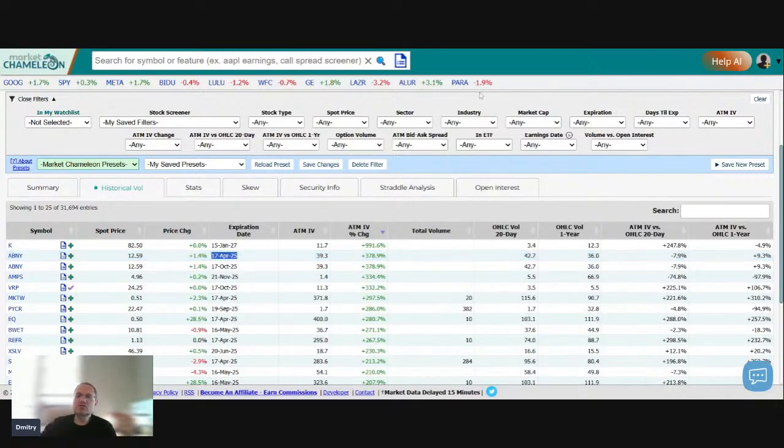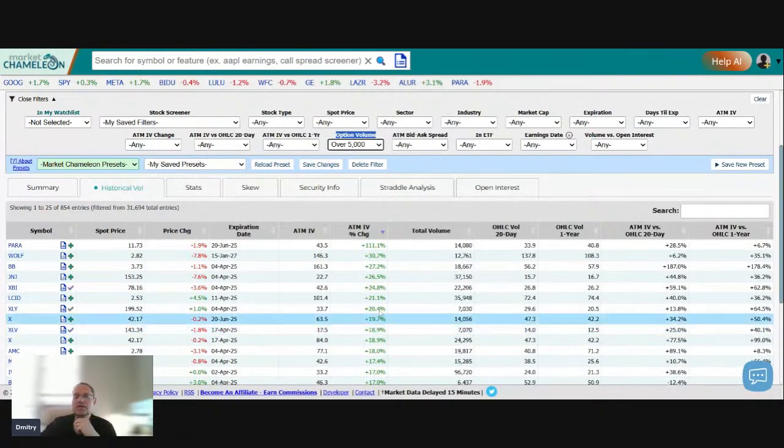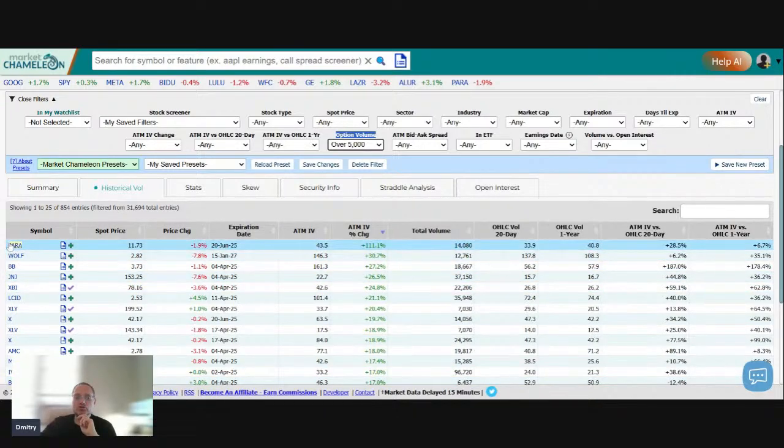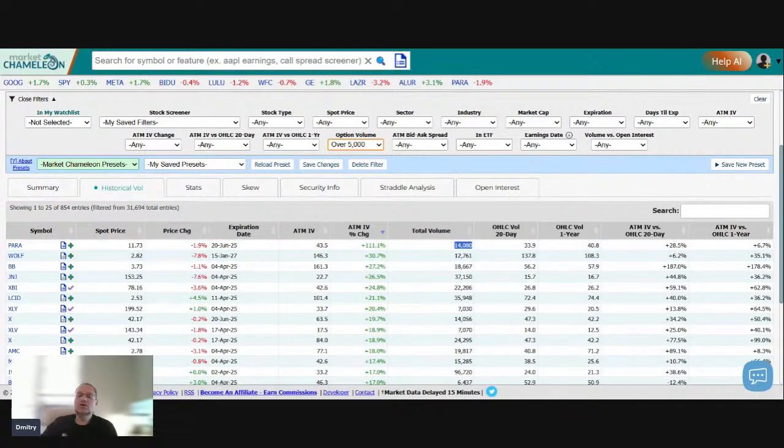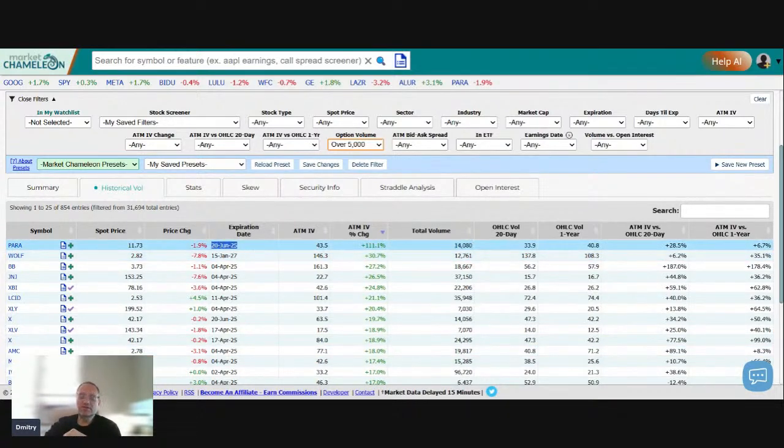I'm going to go to the top filters above here, and we're going to look for option volume. And let's drop that down, and it gives us different options. And we're going to go for over 5,000 contracts. So I'm going to click on that, and now we filtered out here the stocks, the option expiration, implied volatility change, and the amount of option contracts that traded in that expiration. Okay, so this one's looking at the June 20th, 25 expiration.